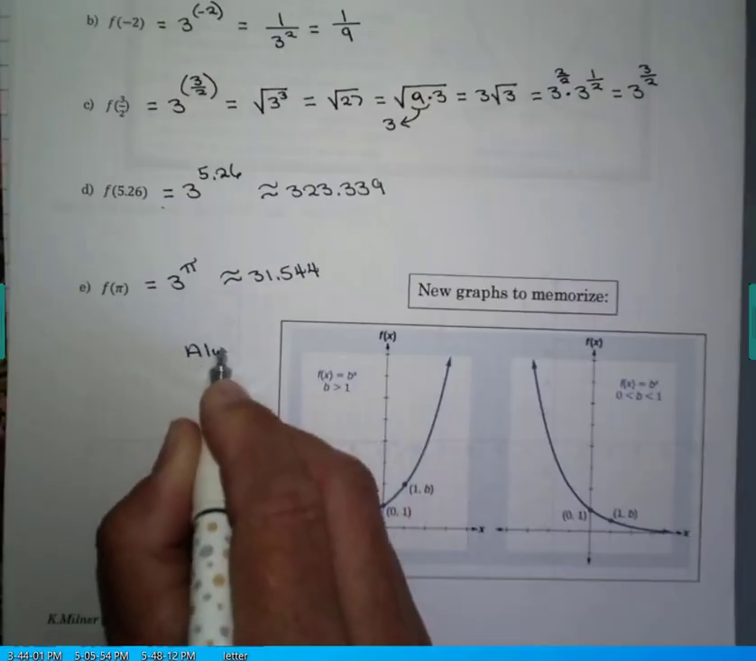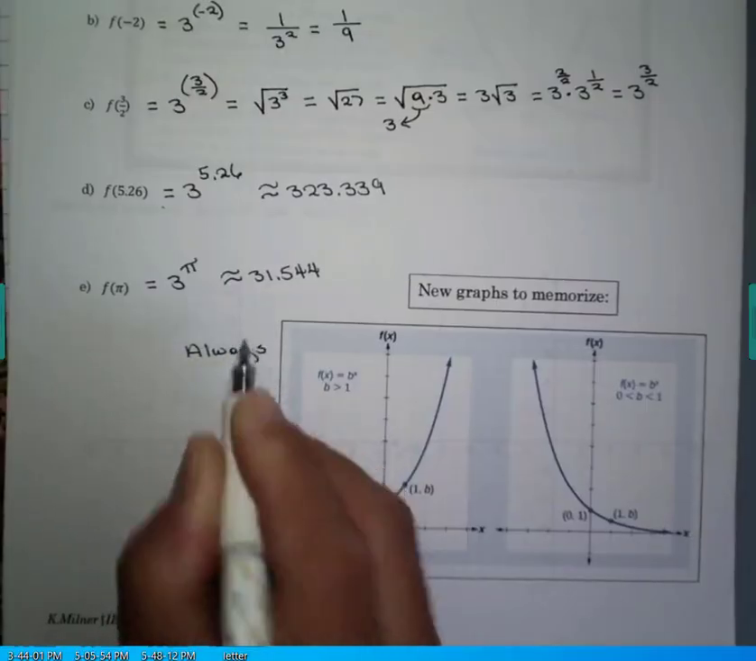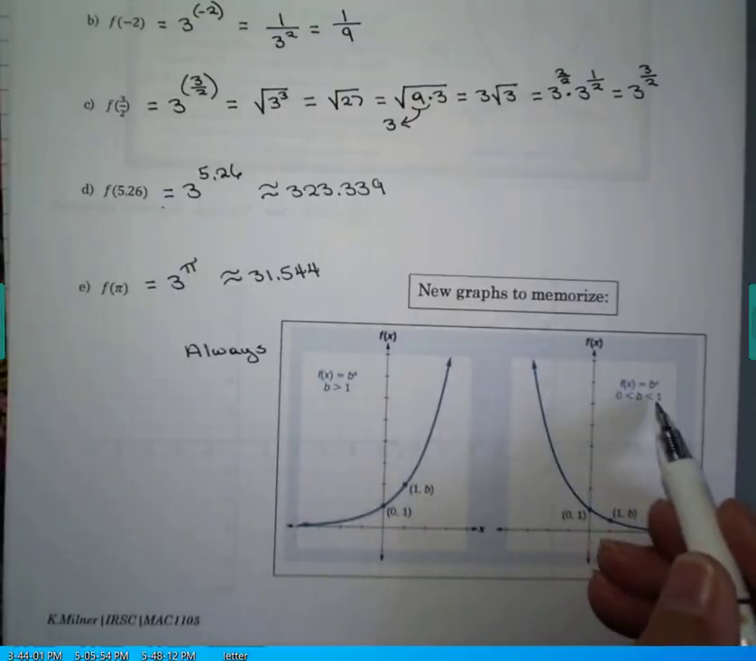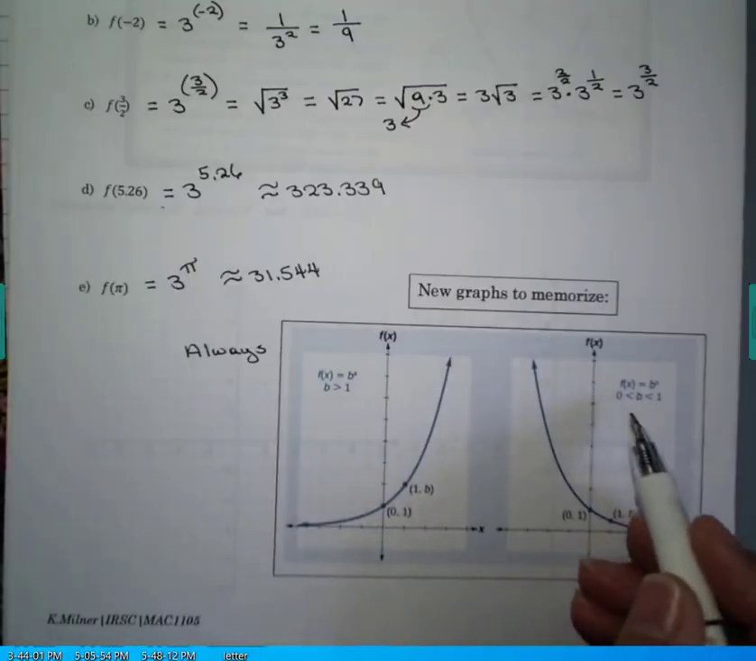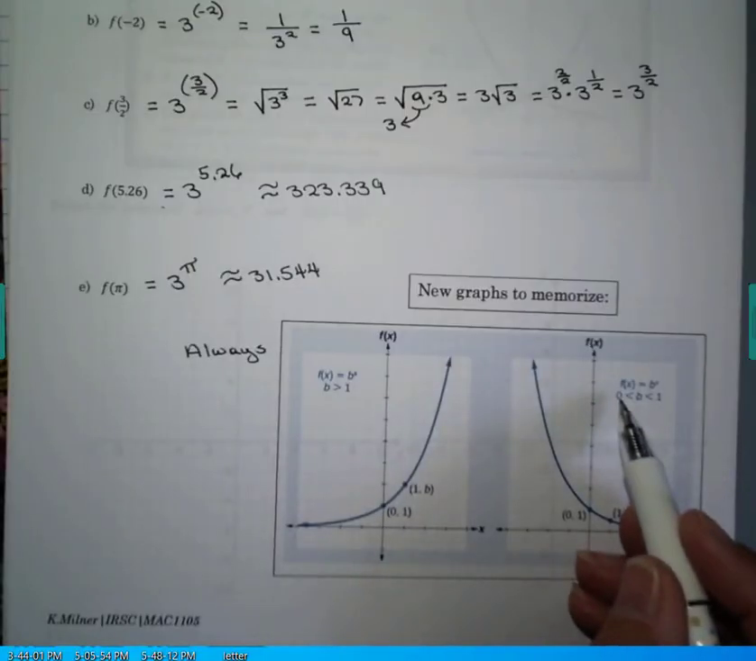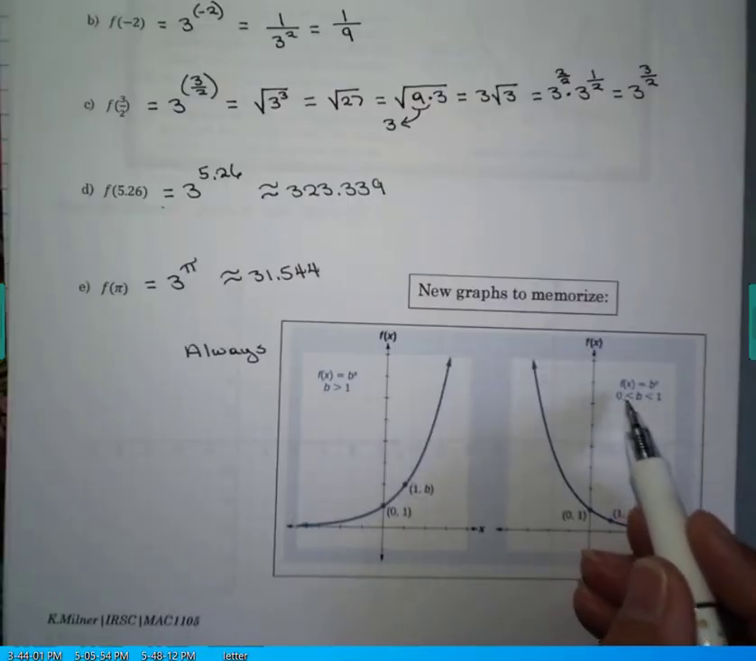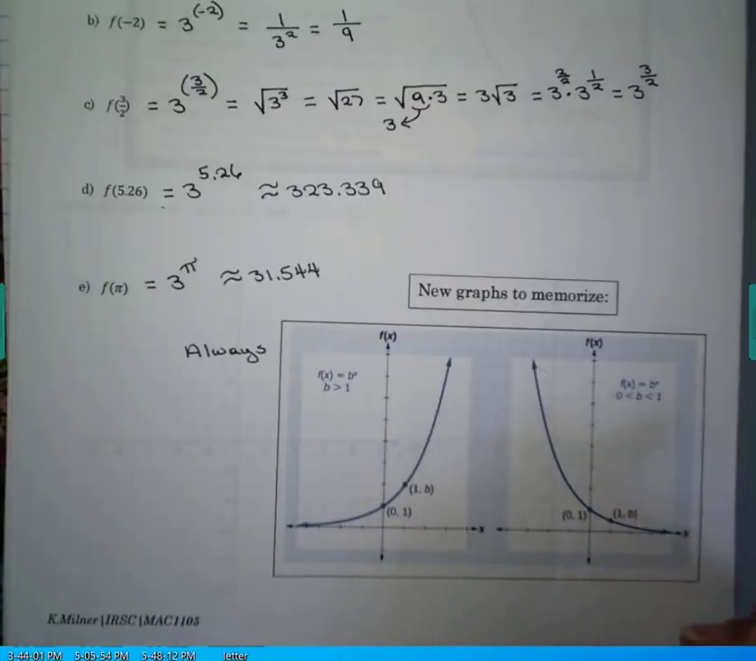Now these things always happen if b is greater than 1 or b is between 0 and 1. Now b can be any positive number. It's not going to be negative, but it can be a fraction. As long as it's not 1, it can be between 0 and 1. So we could have the base of 1/2 or the base of 0.25 or whatever.